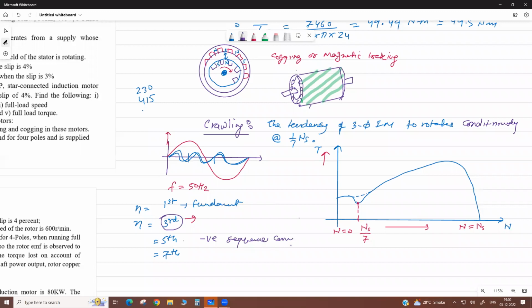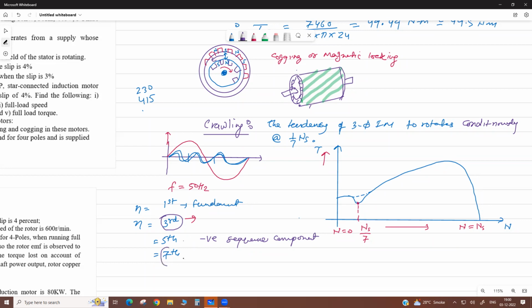Next, the fifth produces a negative sequence component. So due to negative sequence, the field will rotate in the negative direction. It will reduce the torque of the motor, or reduce the magnetic field in the air gap. So it reduces the torque basically.